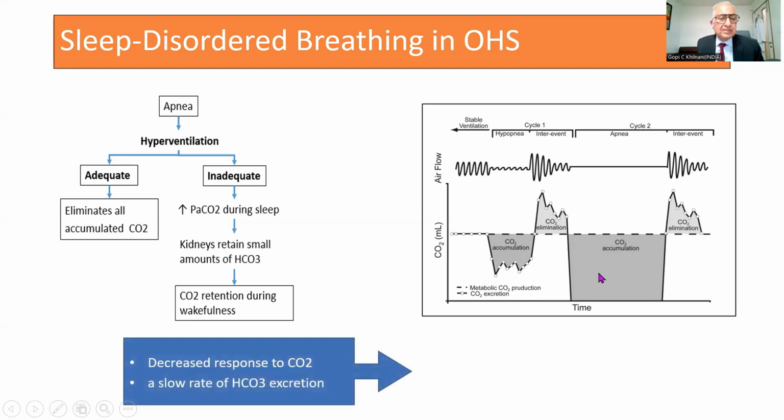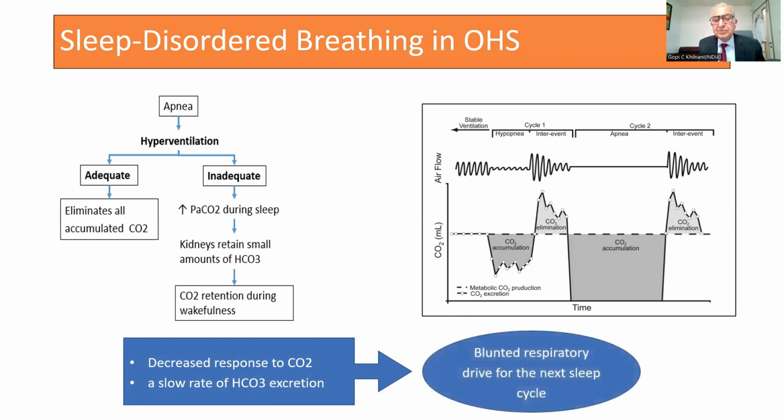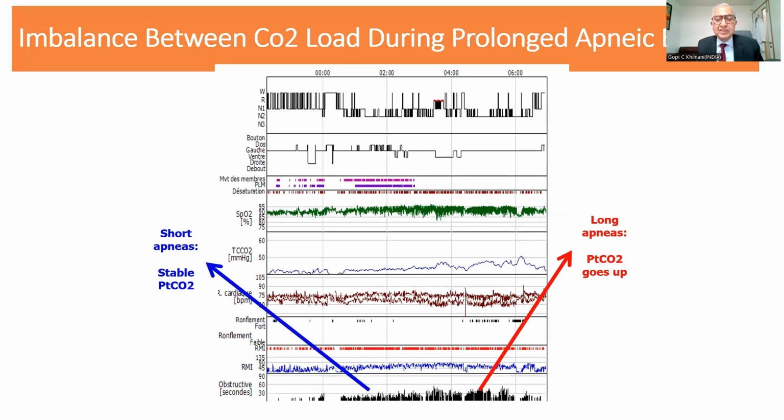What ultimately happens is that there is a decrease in response to carbon dioxide rise, which leads to a slow rate of CO2 excretion, leading to blunted respiratory drive and rise in CO2 and rise in bicarbonate, which becomes a surrogate marker of obesity hypoventilation syndrome.